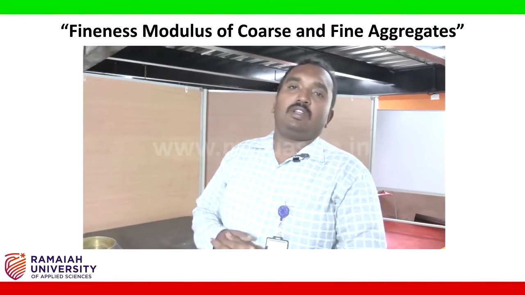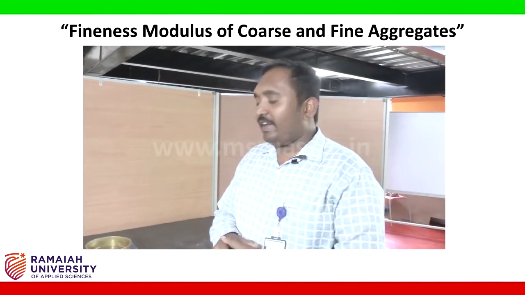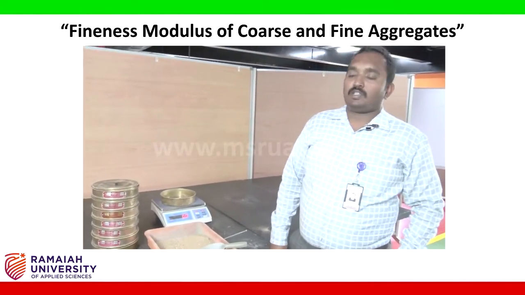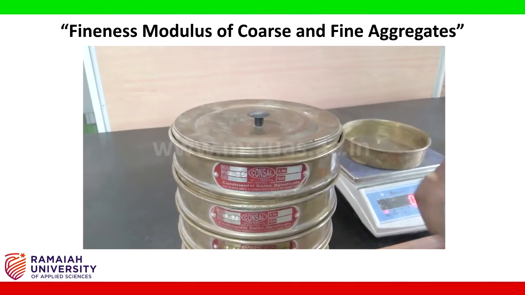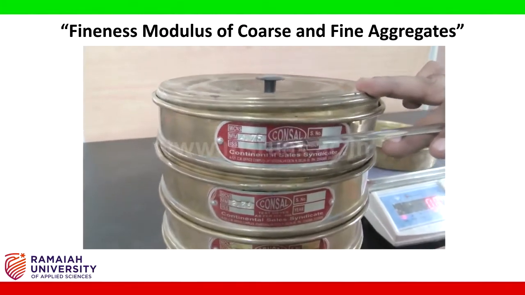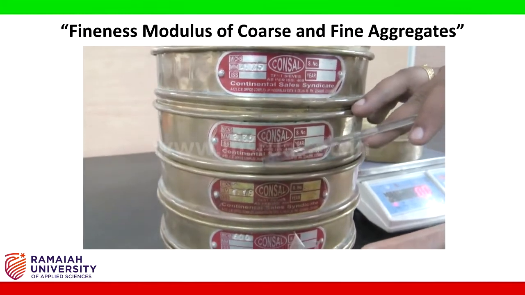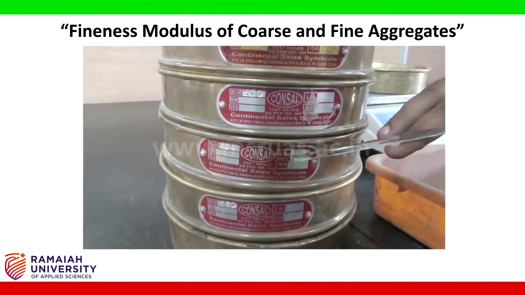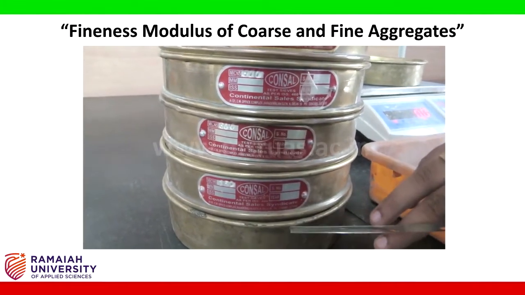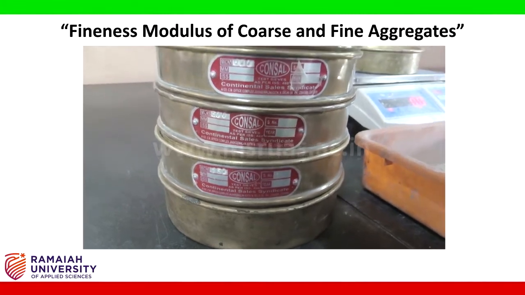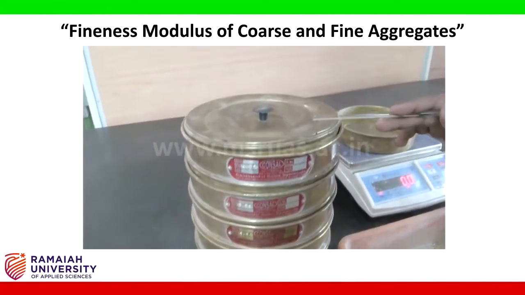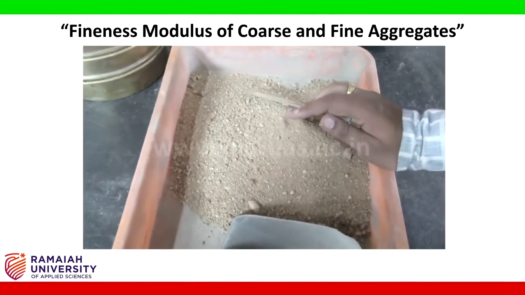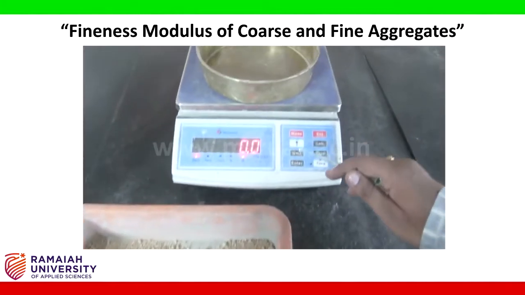Hi students, now we are conducting an experiment on fineness modulus of fine aggregates. The apparatus required for conducting this experiment is a standard IS set of sieves: 4.75 mm, 2.36 mm, 1.18 mm, 600, 300, 150, and we want a pan. Along with that there is a lid cap. We want the fine aggregate to be tested, and we want a weighing balance.